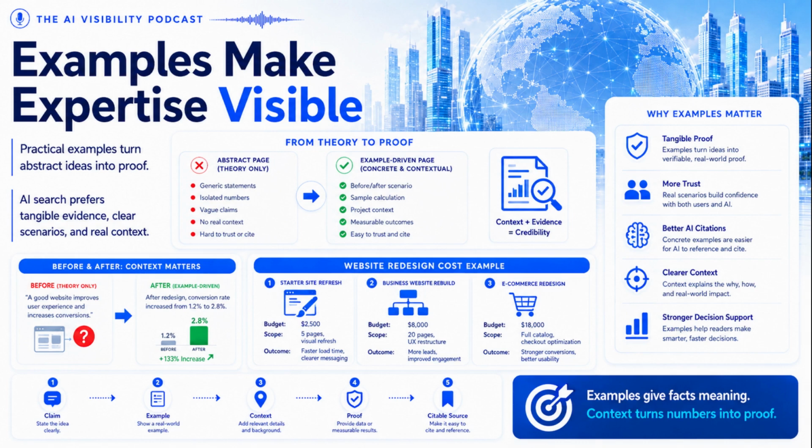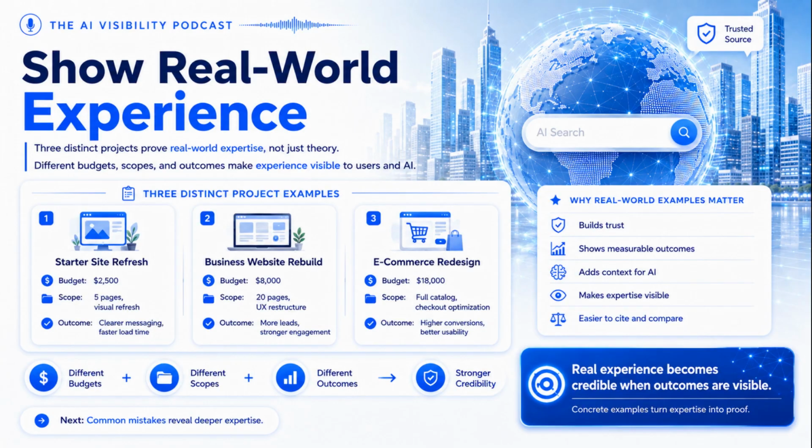Right. Schneppat advises using before and after scenarios or sample calculations. If the page is about the cost of a website redesign, simply listing numbers isn't enough. You need context. You should show 3 distinct example projects with completely different budgets, scopes, and outcomes. That proves to the algorithm and the human that you possess real-world experience, not just theoretical knowledge.